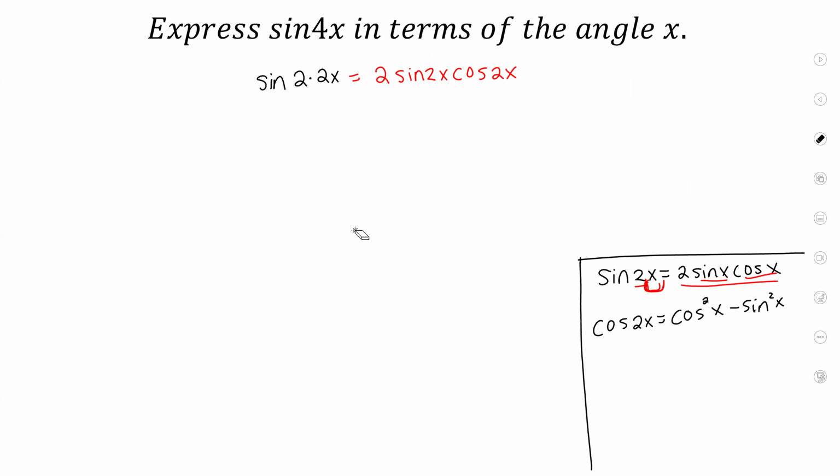Because guys, I want to express all of this in terms of my angle just being x. Right now, my angle is 2x. I don't want 2x and I don't want 4x. I just want a plain old x. So let's continue using the identities. Okay, so guys, notice right here, I have sine 2x. Do you guys see that? I can use this. Sine of 2x is 2 sine cosine. So I'm going to write this as 2 sine cosine.